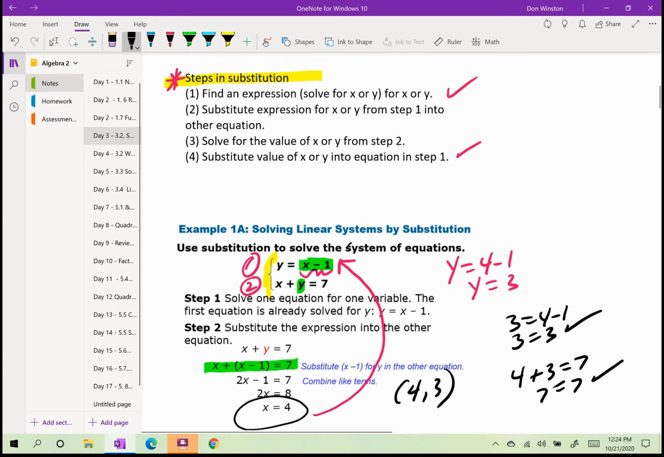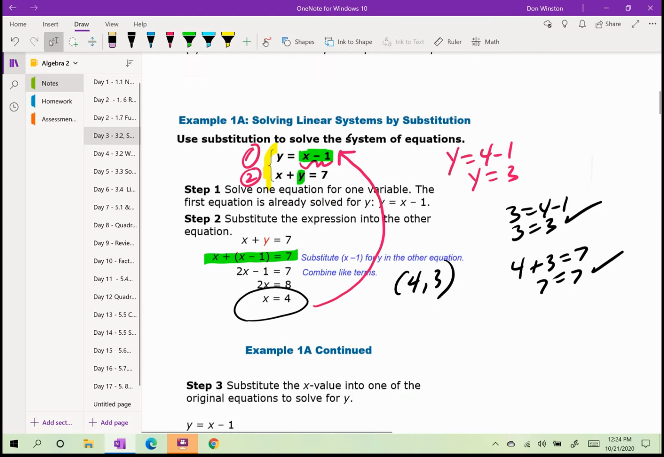So again, what are the steps? You find an expression for x or y. You substitute the expression for x or y from step 1 into the other equation. You solve for the value of x or y from step 2. And then you substitute the value of x or y into the equation in step 1. You do that each and every time.